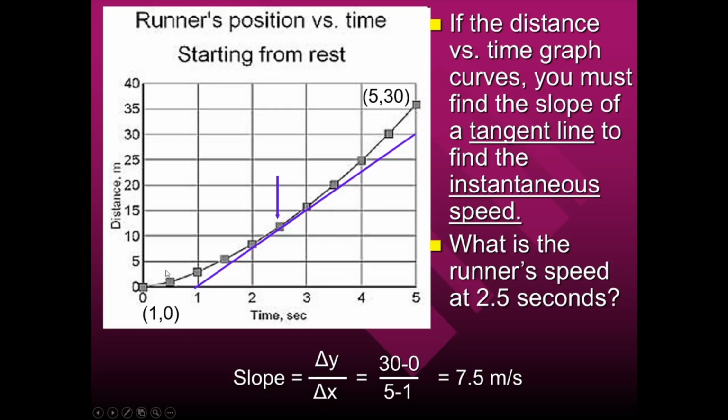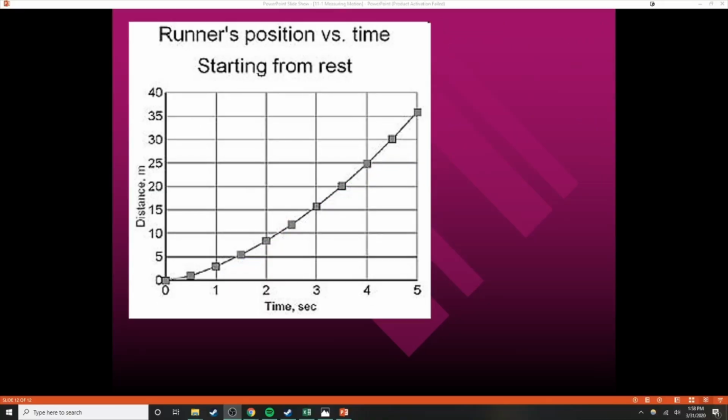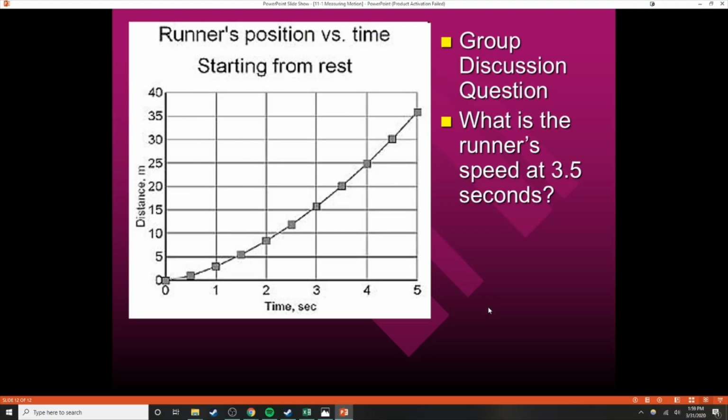But that's not always going to be the case since this curve is turning. So let's see another problem where we check the velocity at a different moment. So here's a group discussion question. The question says, what is the runner's speed at 3.5 seconds? So before we did 2.5 seconds, but now we're going to do 3.5 seconds. All right, so the first step, again, was to draw that tangent line. So make sure you're drawing that line that is tangent to that curve at that given point where we want to measure it. Now that we have a straight line, we can begin finding the slope of that line.